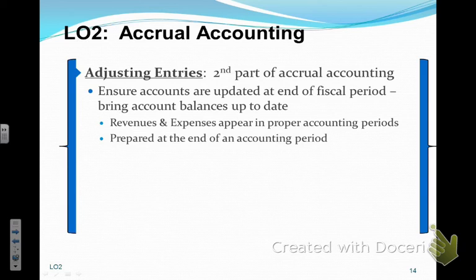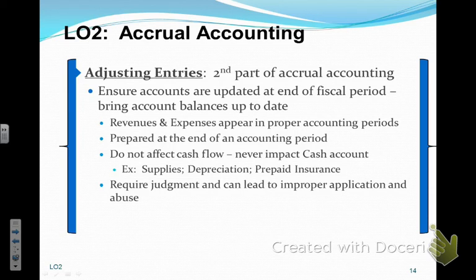Adjusting entries are prepared at the end of each accounting period, whether it's a monthly, quarterly, semi-annual, or annual period. They also do not affect the cash flow. The adjusting entries never impact the cash account. Examples are supplies, depreciation, and prepaid insurance, and we will be talking more about these in the future objectives for this chapter. Additionally, adjusting entries require judgment and can lead to improper application and abuse if they're not handled properly. So we have to make sure that they're accounted for properly, and that is because they obviously affect the profitability of our business.